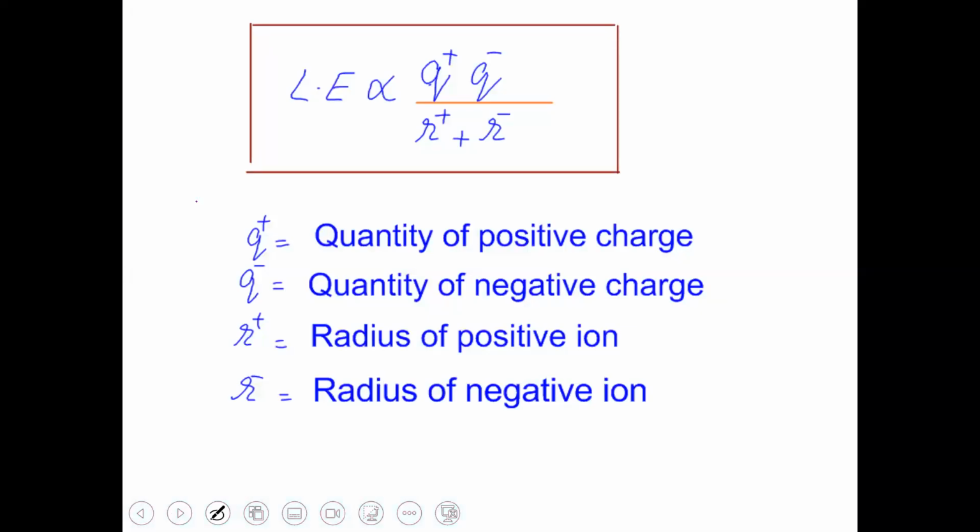This is not a formula to use in any paper. This is actually semi-qualitative. It is only for understanding that the product of the charges is directly proportional to lattice enthalpy, and the ionic separation is inversely proportional to lattice enthalpy. You have to now copy this screen.